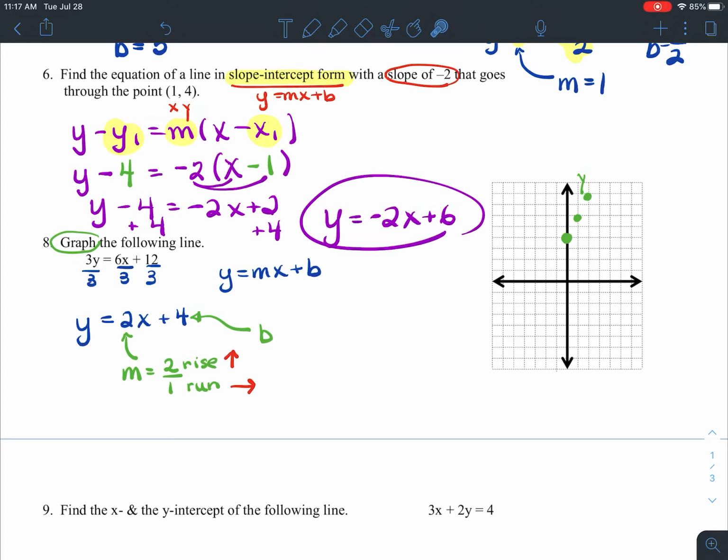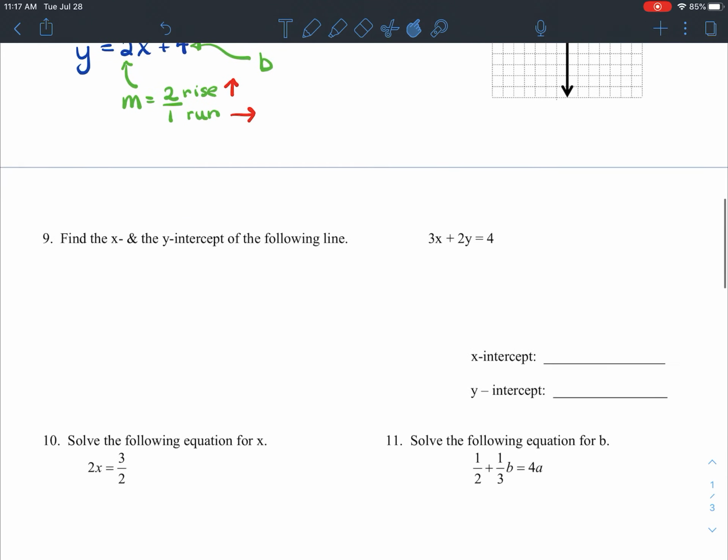By the way, had this slope been a -2 over 1, you could still go up 2, but then you would go to the left 1. If any of you were thinking I was going to go down 2 and left 1, down 2 and left 1, that would have been fine as well. And then you're just going to go ahead as best you can and connect those points to get your graph. Okay, number 9, this is asking us to find the x and the y-intercept of the following graph here.